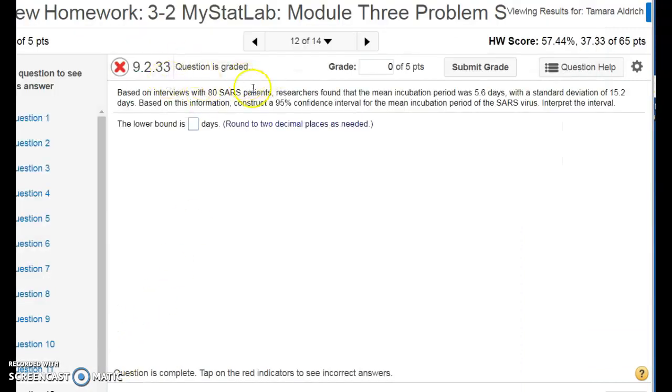For number 12 here, we're looking at a mean. So when you're looking at a mean, you're either going to use Z, the Z table, normal distribution, if we had the population standard deviation. If we don't have the population standard deviation, then we have to use the t distribution. And it doesn't tell us a population standard deviation, so we're going to use the t distribution.